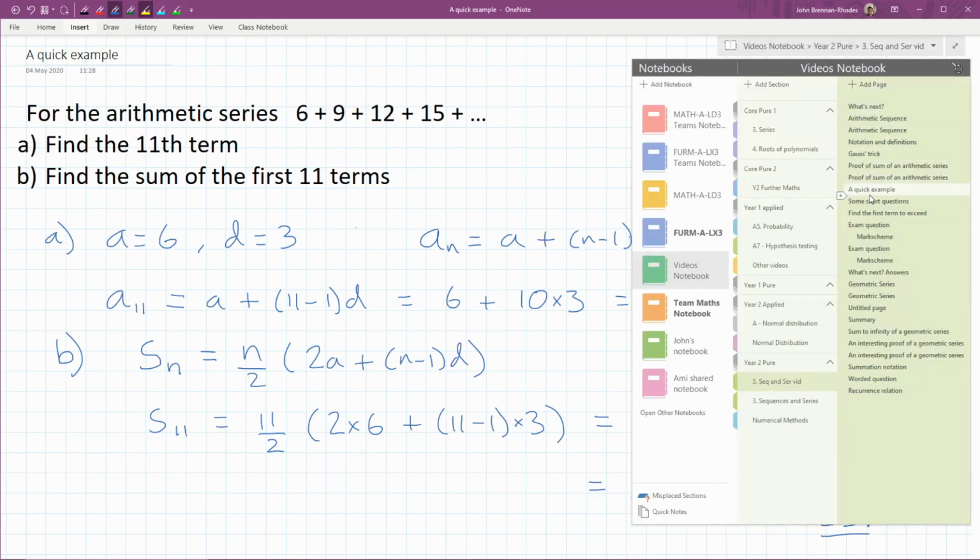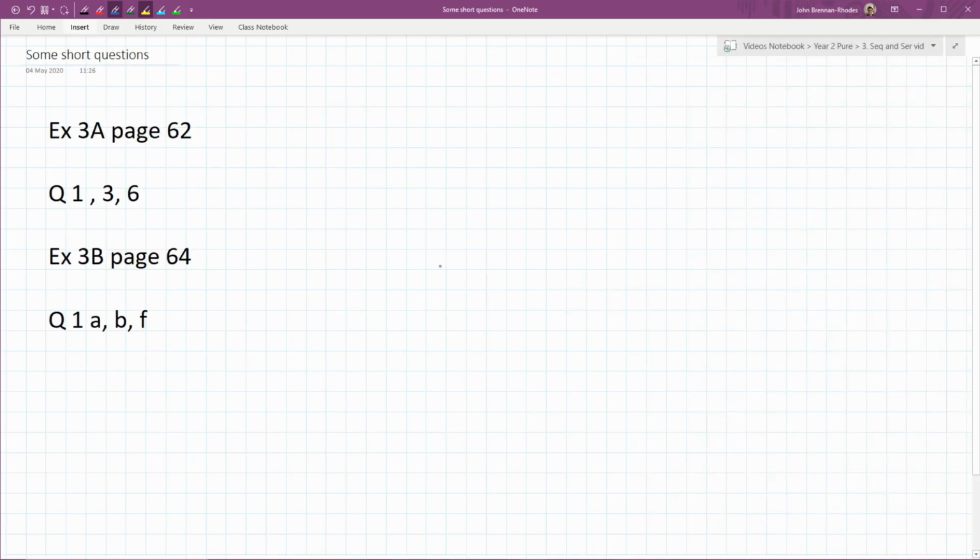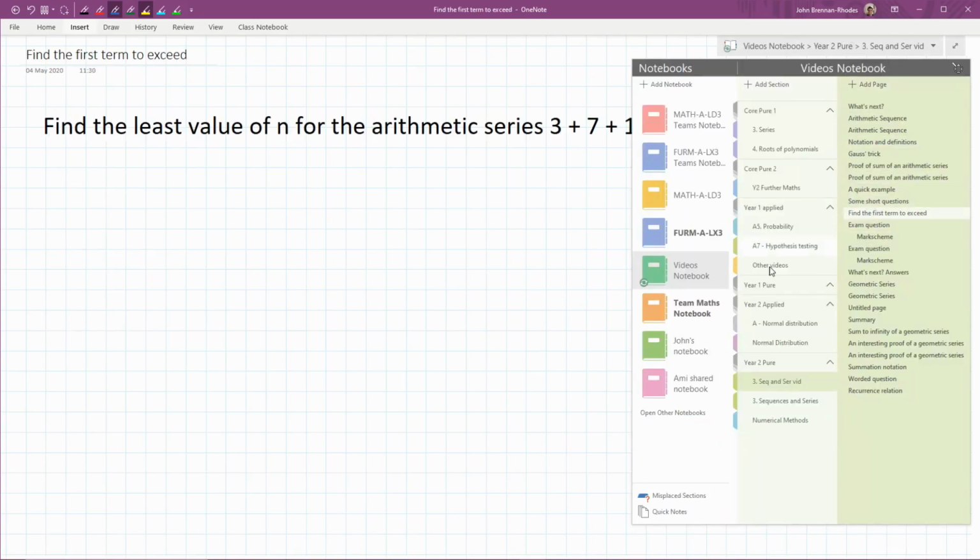At this point, you need to start just getting to grips with these questions. So I recommend you just do a couple of the first questions in each of the exercises before we move on to some of the slightly harder questions and exam questions. So have a go at those. Okay, and unpause the video when you're back.